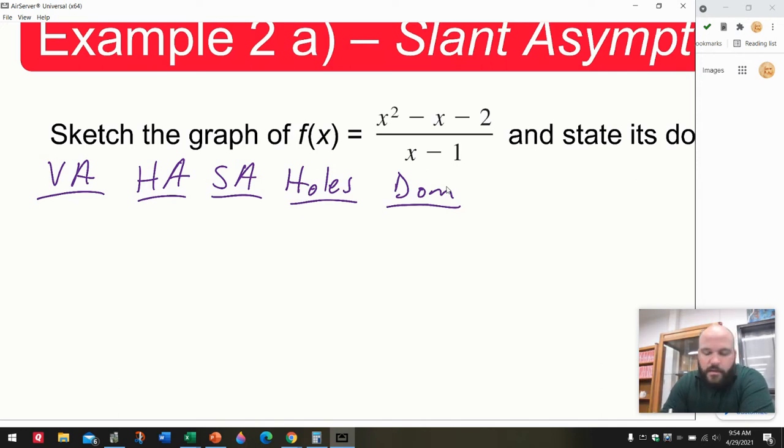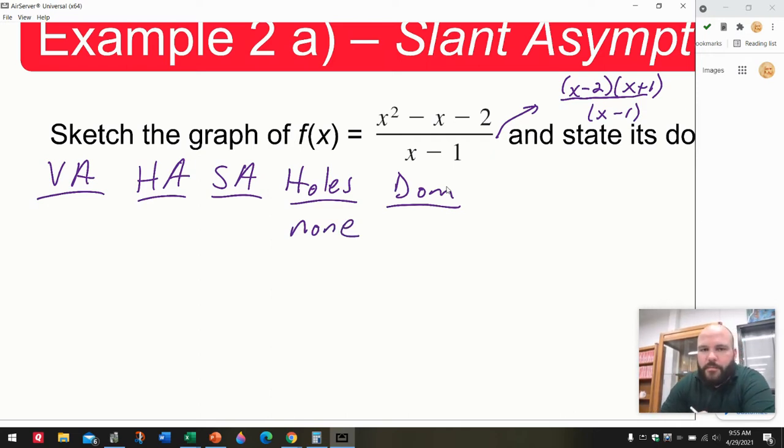Before you do any of that, you actually want to look to see if your rational function will simplify. And the way that you check that is you should factor the numerator and the denominator, if possible, and see if anything cancels out. So you can see the numerator would actually factor into x minus 2, followed by x plus 1, and the denominator would stay x minus 1. In factoring this, you can see that there is not a common factor that would cross out. Therefore, you would not need to worry about any holes. So you could say none for that.